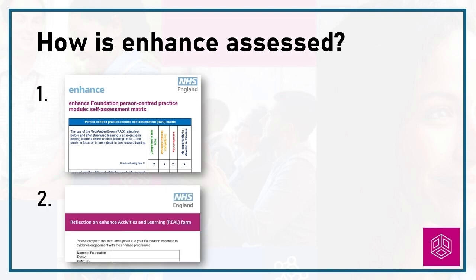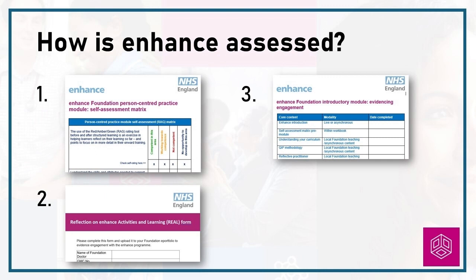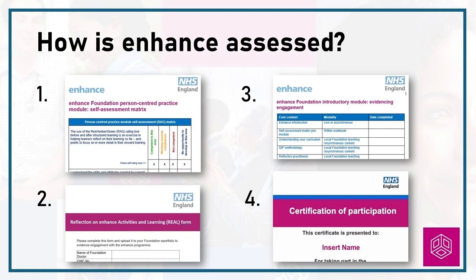The next form required is the Reflection on Enhanced Activities and Learning form, or a REAL form for short. Trainees should complete at least one of these forms for each module they complete. The final form required is the Evidencing Engagement form. Here, trainees are expected to document the work that they've done for the module, along with how they've done it.